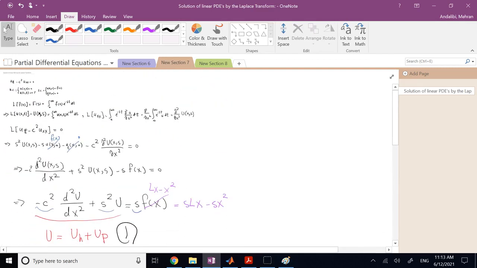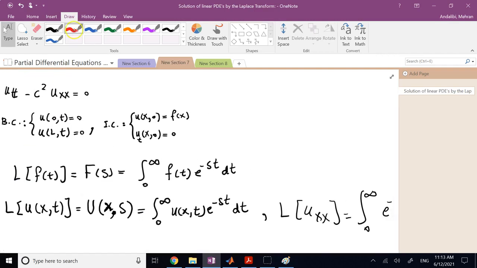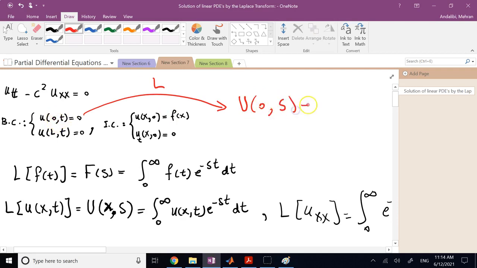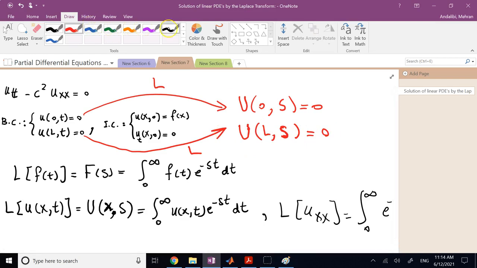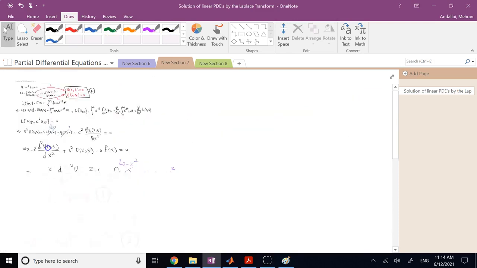So far, I have only applied my initial conditions. What about boundary conditions? It says u of 0 and t, u of l and t are 0. Can I apply a Laplace to these guys? If I apply a Laplace to these, Laplace of u of 0 and t, remember, Laplace is not going to affect x, so it is going to be u of x, and then for x you're going to plug in 0. And if you apply a similar thing to the bottom one, you are going to get u of l and s is equal to 0. So now, if I call these 4, I can apply this 4 into that overall solution I had and find those constants a and b.